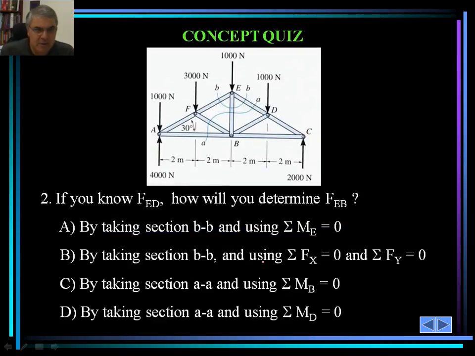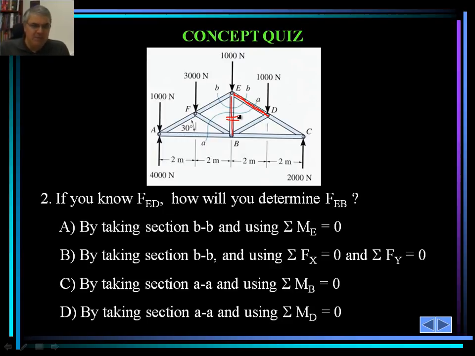Let's take a look at another concept quiz, concept quiz number 2. If you know F sub ED, which one is F sub ED? ED is again the same member. I'm going to mark that in red. So if we know F sub ED, how can we determine F sub EB? Yeah, this is this other member. I'm going to put a double line over it to show what we're after, F sub EB.